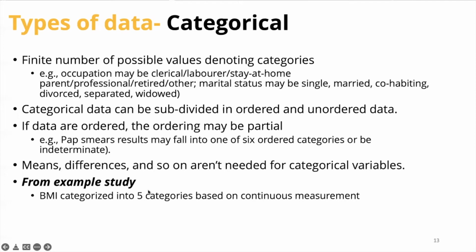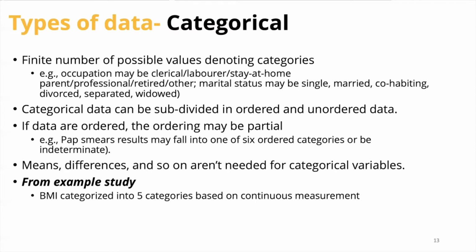Another type of data that you might come across is categorical data, or categorical variables. Categorical data typically has a finite number of possible values, which indicate different categories. This can be something like, for example, marital status, where you could be single, married, cohabitating, common law, separated, widowed, all these different options, but there's not an infinite number of options for your marital status. It's only a finite number. So that's a categorical variable.